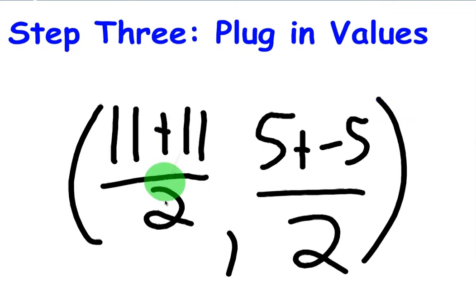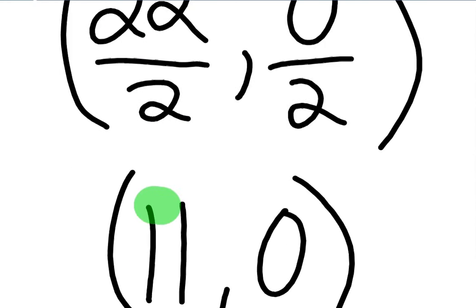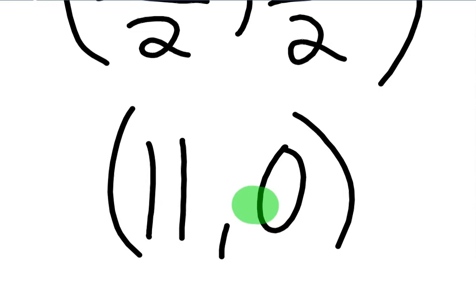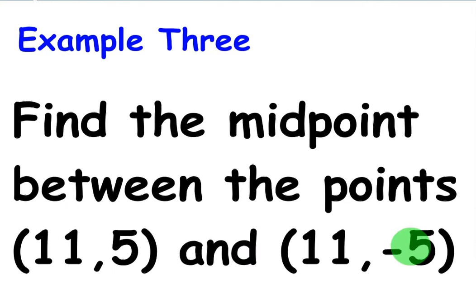So we get 11 plus 11 over 2, comma 5 plus negative 5 over 2. 22 over 2 is just 11, and 0 over 2 is 0. That's going to be our midpoint. Okay, so the midpoint between 11, 5 and 11, negative 5 is 11, comma 0.